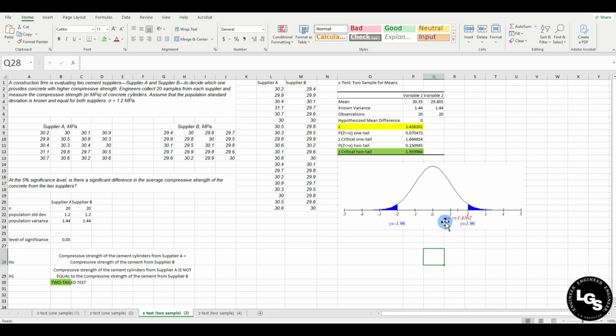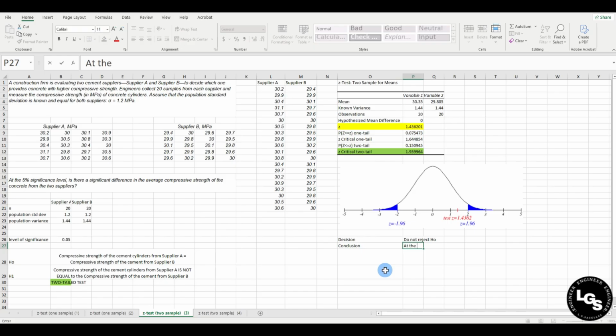If we check the figure, the computed z value falls under the unshaded part, meaning our decision should be, because it falls on the unshaded part, the decision is do not reject H0. So for our conclusion, we will answer the question.